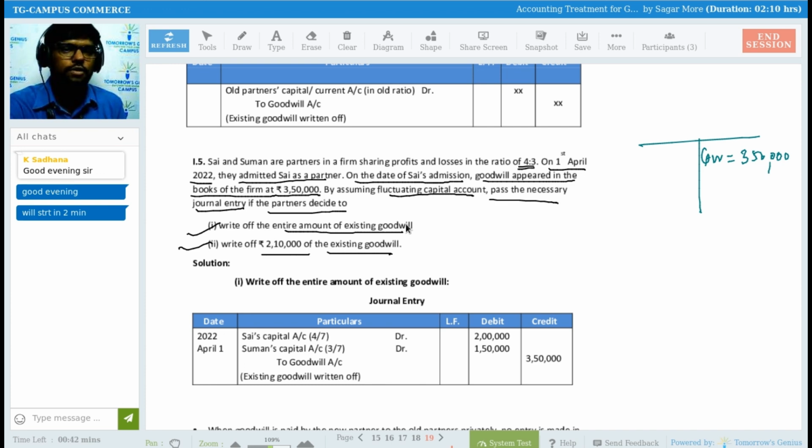So what is the meaning of write off? Write off means cancelling. We have to cancel down the entire amount of goodwill, that is 3,50,000. And in the second case, they are saying write off only 2,10,000 of the existing goodwill. They are going to cancel only 2,10,000.